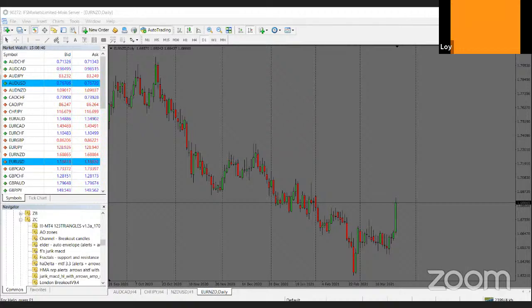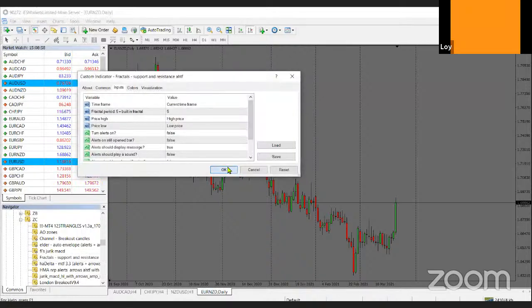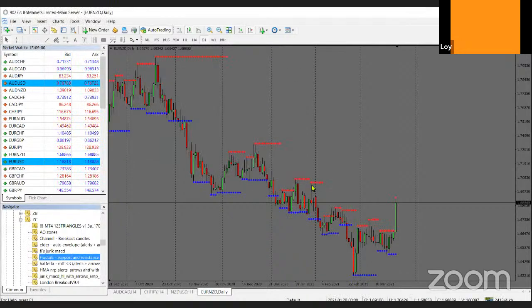So now let's switch to the next. So this is the indicator that I'm going to share today. It's known as fractal support and resistance. I think Mike can help me paste the link. It will always be the same link.